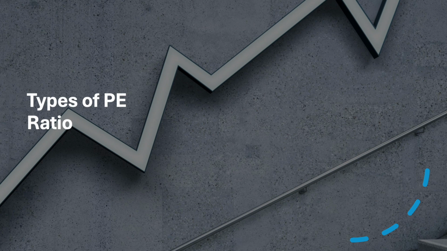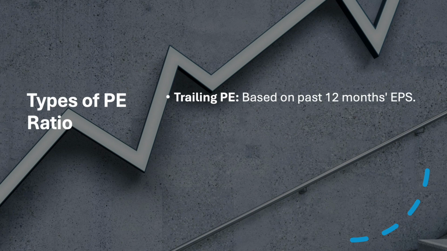So now let's talk about types of PE ratio. Did you know there are different ways to calculate and interpret PE ratios? Let's break it down. First, we have the trailing PE ratio, which is based on a company's earnings over the past 12 months. It uses historical data, making it a reliable measure of actual performance. Next is the forward PE ratio, which is based on forecasted earnings. It reflects the market's expectations for future growth.